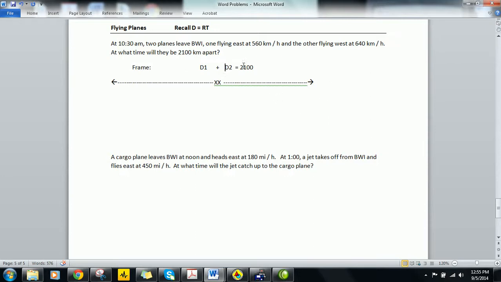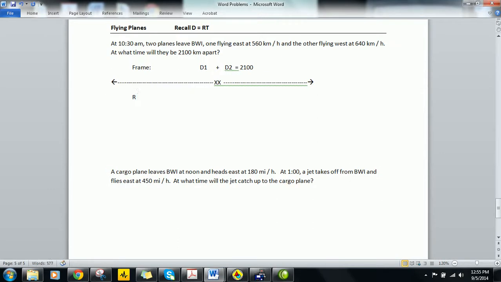So what do I know? Well, of course I know that 2,100 is going to be the whole distance from here to there. What I also know are their rates. I know the rate at which each plane is traveling. The plane going west is 640 kilometers per hour. And I know the rate of the plane traveling eastbound as well: 560 kilometers per hour.